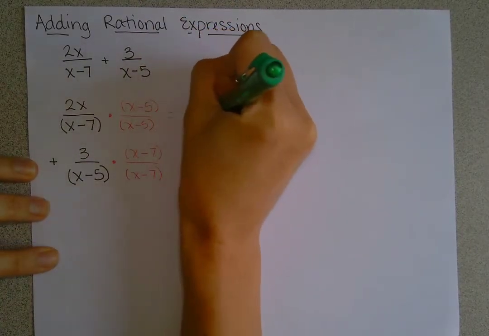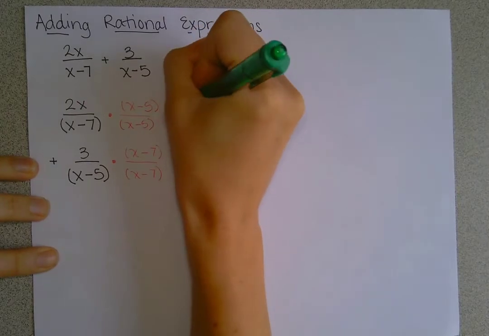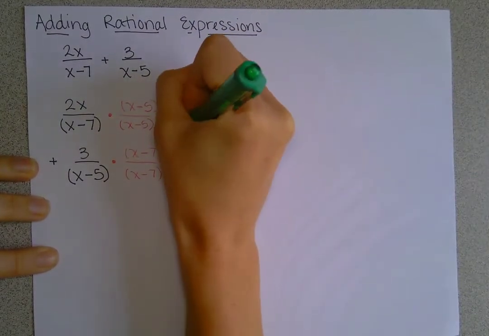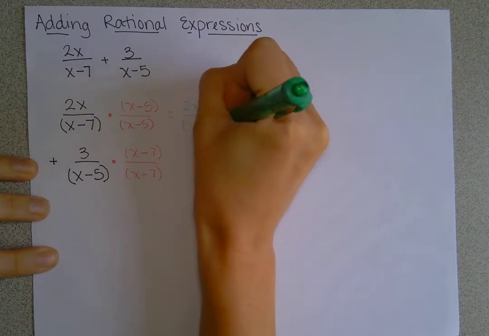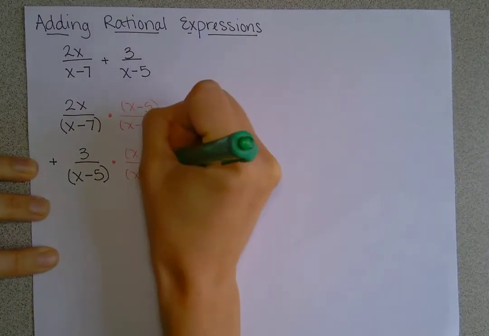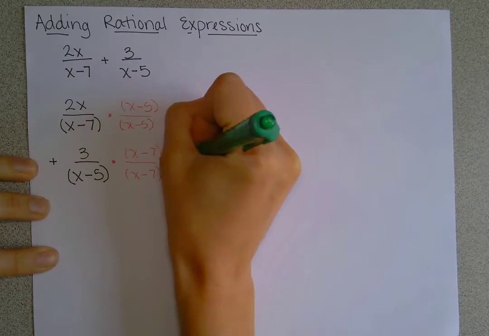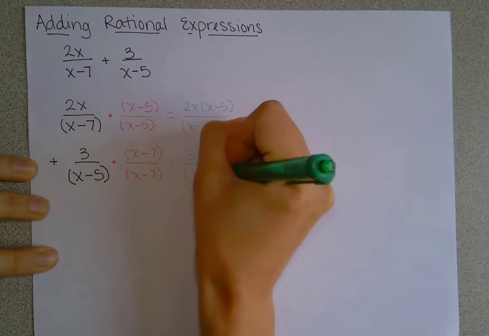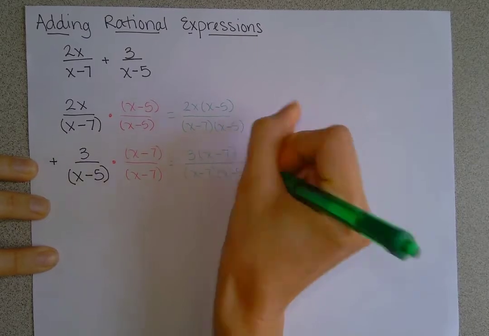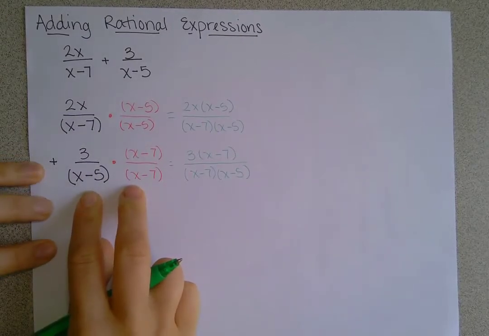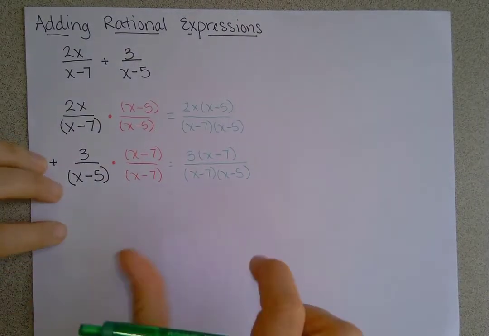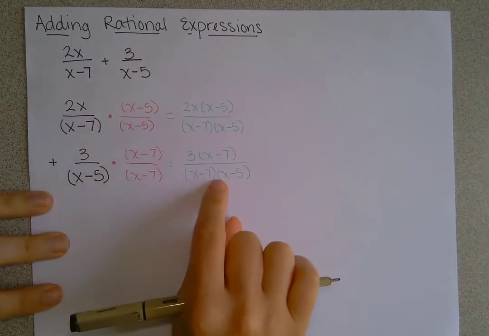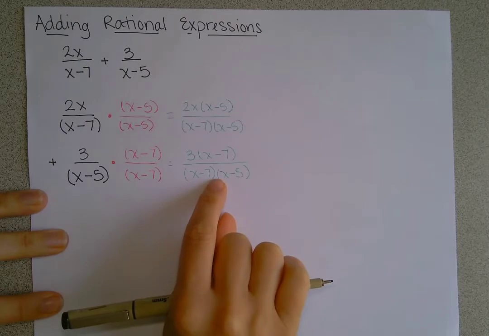So now the first fraction is 2x times x minus 5, with the denominator x minus 7, x minus 5. And the second fraction is 3 times x minus 7, with the denominator of x minus 7, x minus 5. I changed the order of my factors here, which is okay because when I multiply, I can always change the order of my factors. So now I have two fractions with common denominators.